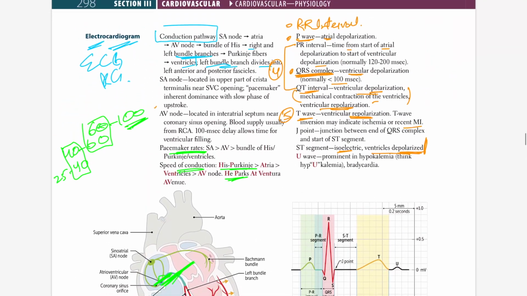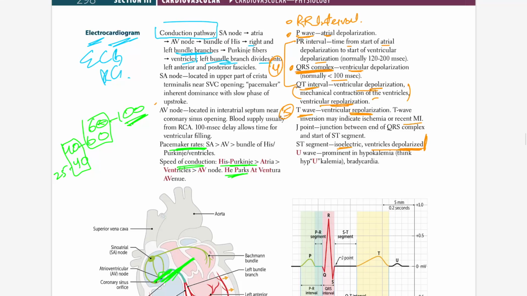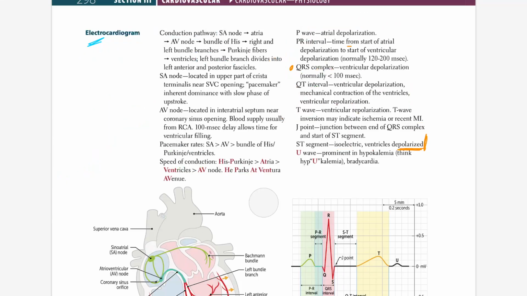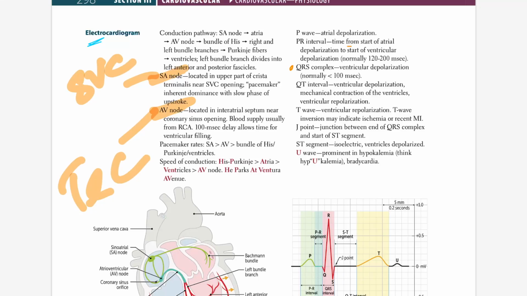Okay, let's quickly review this page. High yield points. What do we have in the high yield? Location of the SA node and AV node. Whenever you think about the SA node, think about the SVC, superior vena cava. For the AV node, think about the tricuspid valve, coronary sinus, near the tricuspid leaflet, interatrial septum, which is also known as endocardial septum. Pacemaker rates: the SA and AV nodes are way higher than anything else.